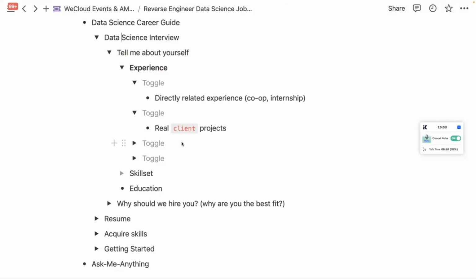That is probably even more important than your co-op and internship opportunity, because a lot of employers, if they see that you only have the co-op experience, then instantly they think that you're very junior. So you probably fit into the junior data scientist category. But if you have real client projects, or maybe started your own business, maybe it's not successful, but you applied data science and tried to tackle some data science problems on your own, I think those will be very interesting to a lot of employers.